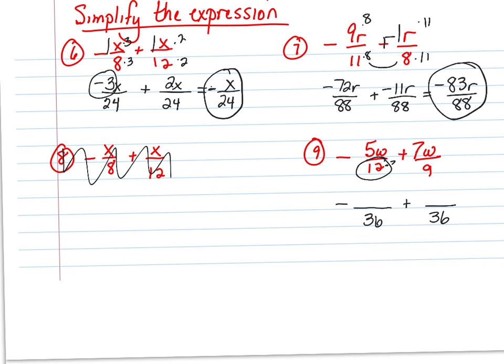12 times 3 is 36, so negative 5W times 3 is negative 15W. Plus, and this is times 4, that's going to be 28W. And then we are really going to subtract, so 28W minus 15W is 13W over 36. Does that reduce?